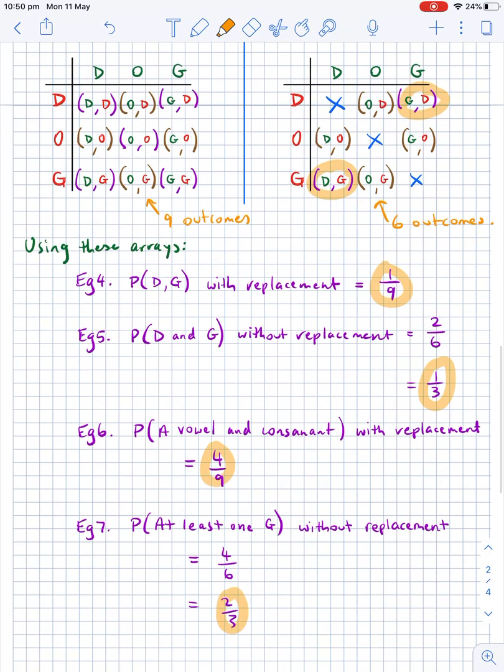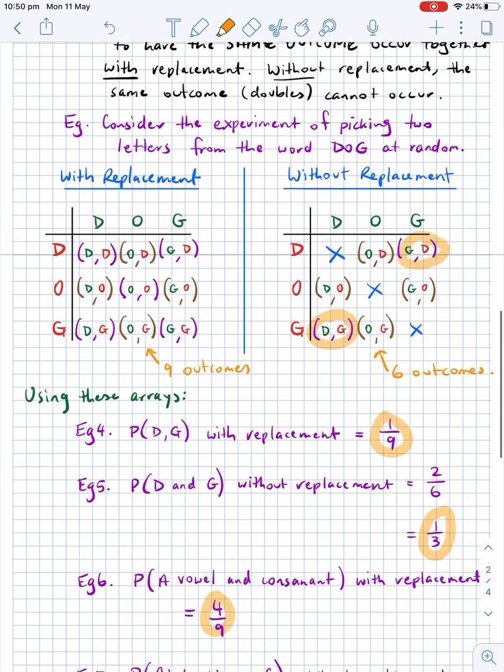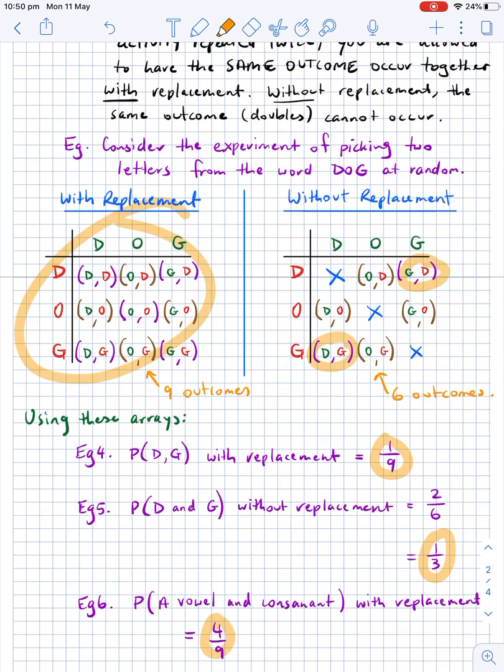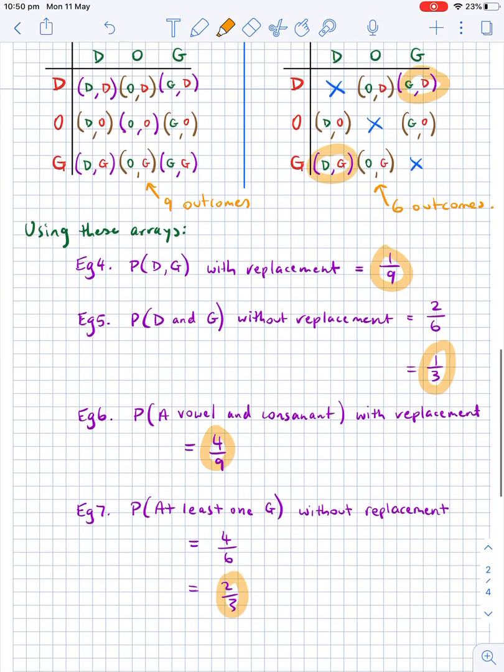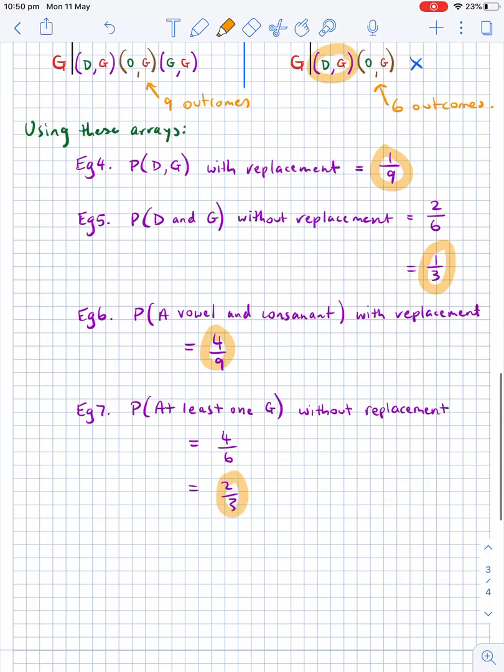Let's try another one. What's the probability of a vowel and a consonant with replacement? So we're going to use the with replacement array here. We want a vowel and a consonant. Here I've got a vowel and consonant. Here I do as well. Here I do, and here I do. All one vowel and one consonant. That's 4 outcomes out of the possible 9 outcomes. So it's going to be 4/9 as your final answer.